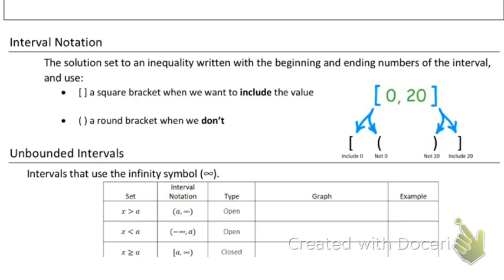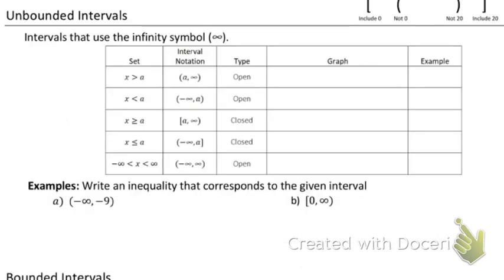So this 0 to 20, if it had rounded brackets or parentheses instead of the square ones, it would not include 0. It would not include 20. It would include that very first number bigger than 0, which is really, really, really small. But the only thing I don't include is that 0 and that 20. So interval notation, either use a square bracket or a round bracket. And the way we're going to know which to use is if we look at these examples really quick.